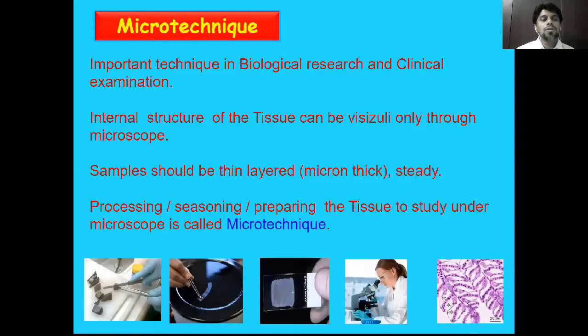So in this regard today, the important technique, we can see some of the definitions of microtechnique. It is an important technique in biological research and clinical examinations. The internal structure of the tissues can be visualized only through a microscope. The processing, sectioning, and preparing of the tissue to study under a microscope is called microtechnique.